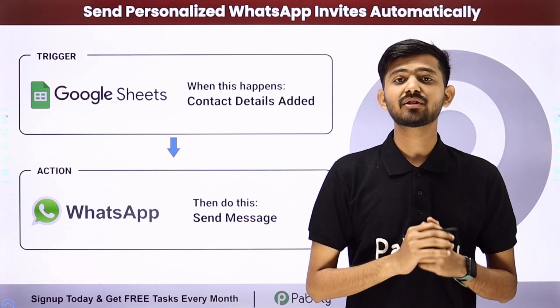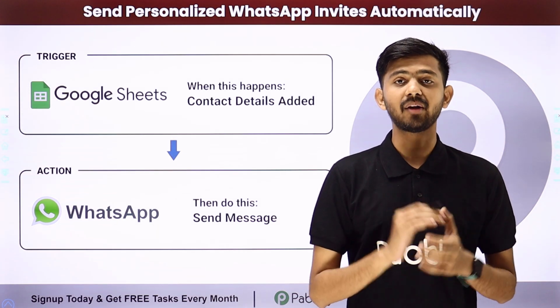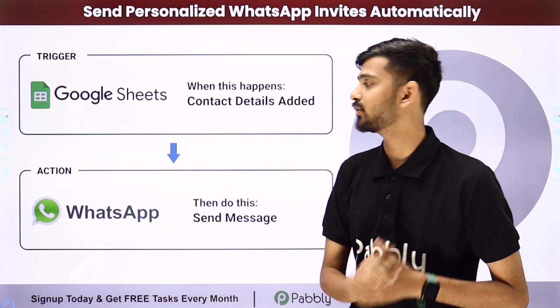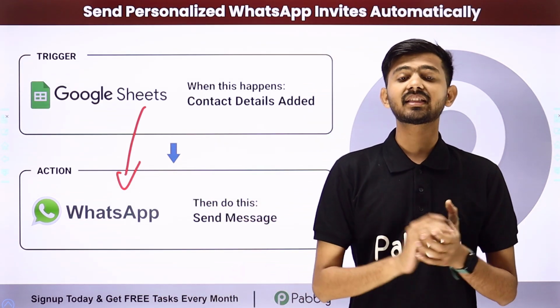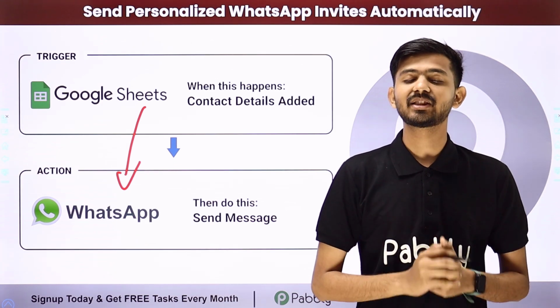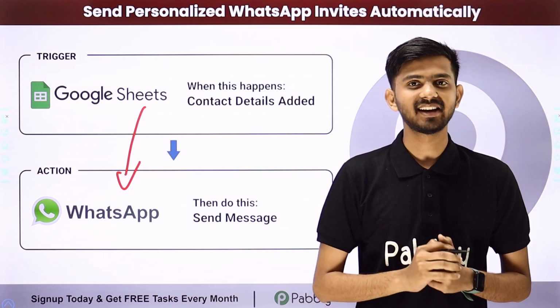So for sending the message on WhatsApp, I'm going to use WhatsApp Cloud API, and for my objective, I have to build a connection between Google Sheets and WhatsApp Cloud API. For creating this connection, I'm going to use Pabbly Connect, which is an amazing software for automation and integration.